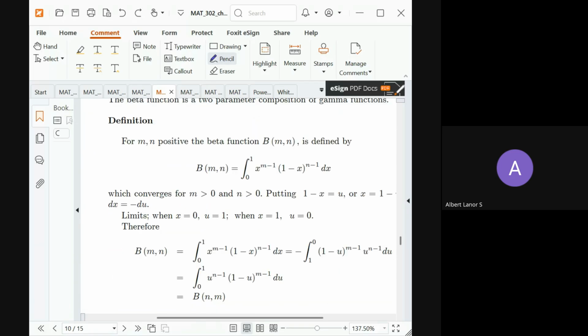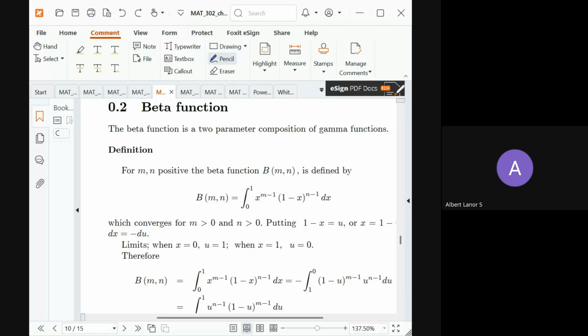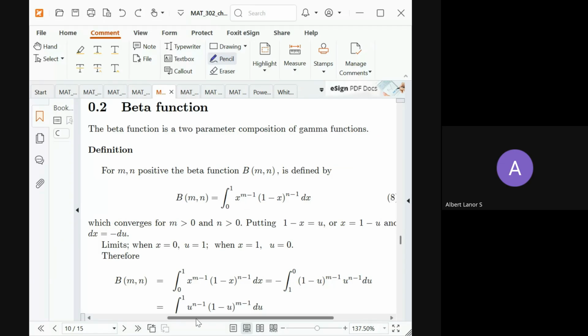Now, quite close to that is what we call the beta function. The beta function comes from the gamma function, but it has 2 parameters. So the beta function is a 2-parameter composition of gamma functions. The gamma function is just gamma of a certain value x, but the beta function has 2 values in it.